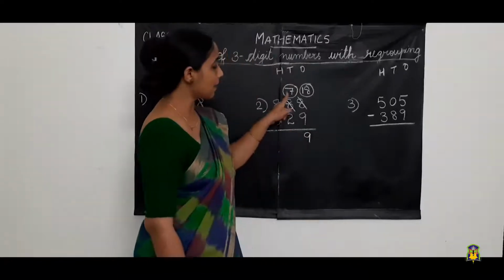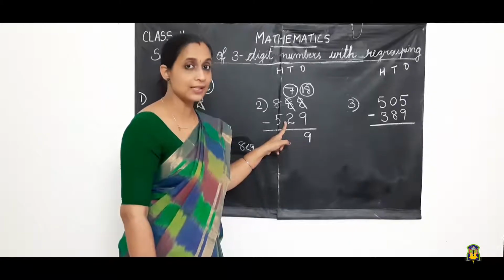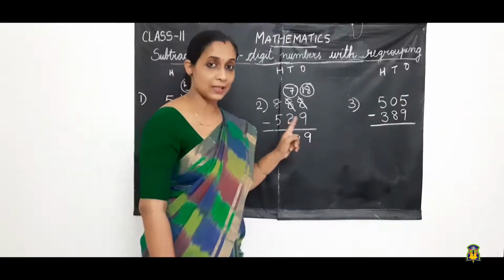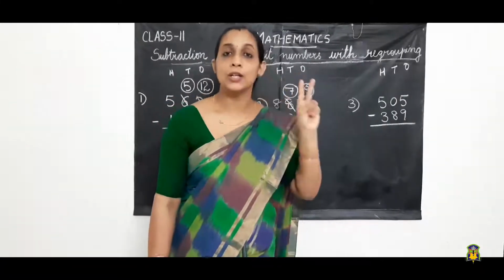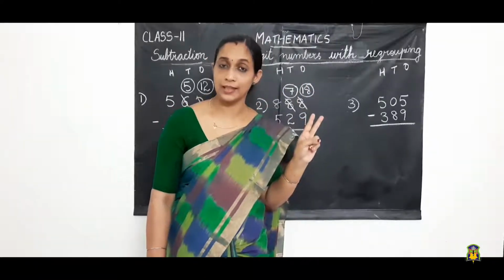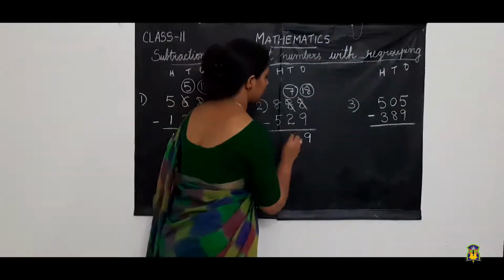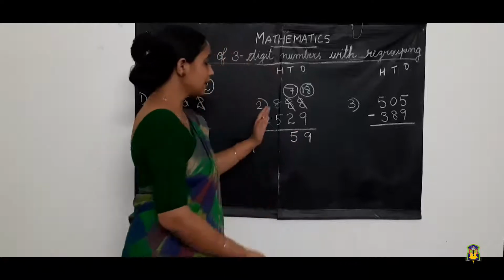Now 7 minus 2. 7 is greater than 2. So subtraction is possible. So 7 minus 2 is 7 in mind, 2 in hand. You have to do backward counting. So before 7, 6, 5. So 5. Now in hundreds place.